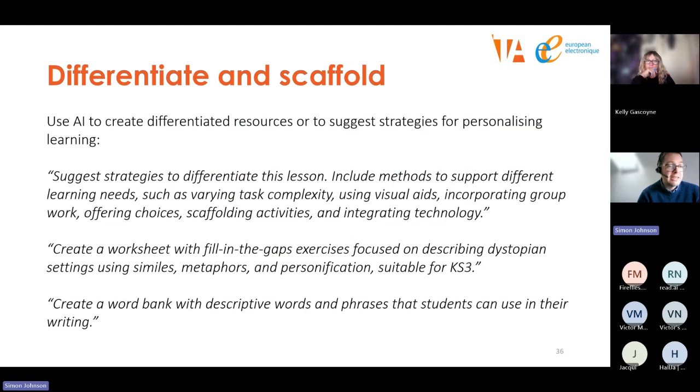You can also use it for differentiation and scaffolding. I showed you at the start how you can just simplify text to make it more accessible. You can also ask AI to suggest strategies to differentiate a lesson and include different methods to support different learning needs, like varying task complexity, using visual aids. It'll also create those aids as well, which we'll talk about later.